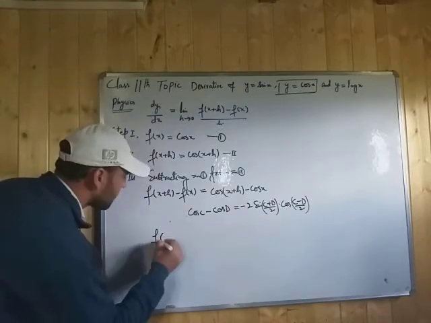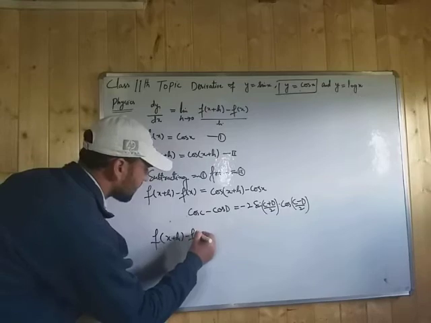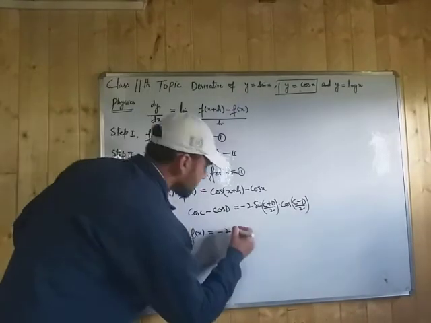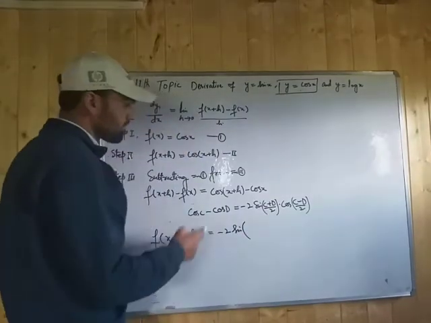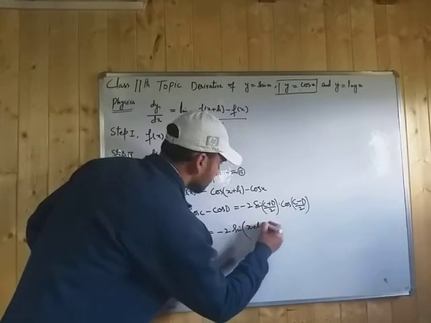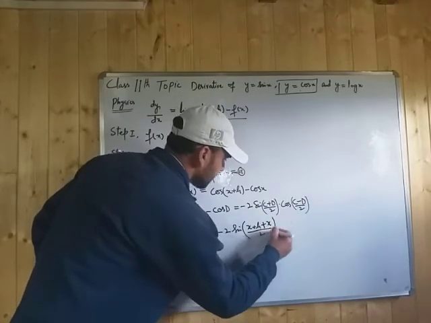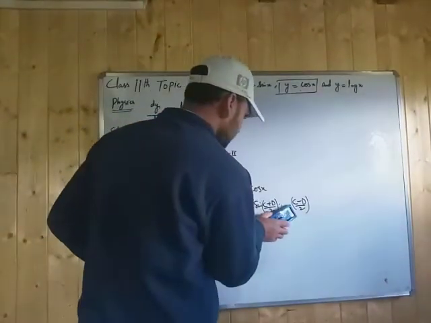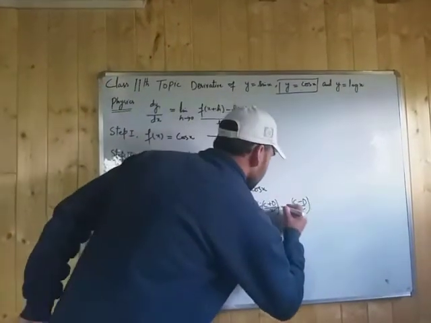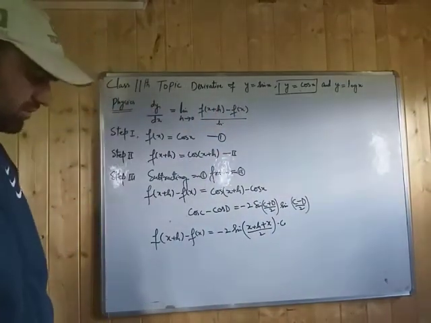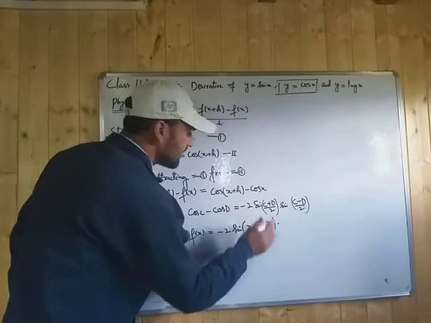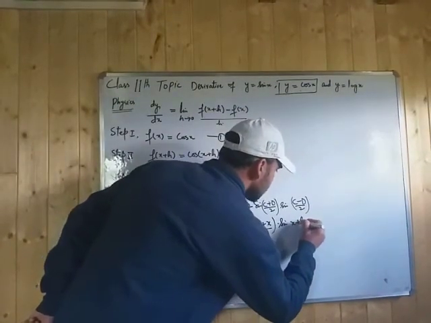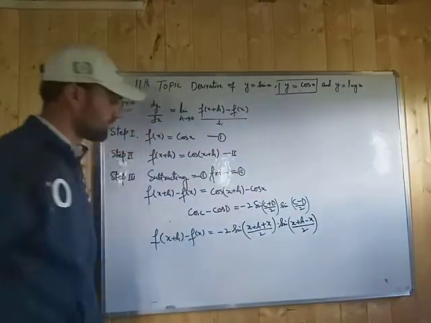So we can write f of x plus h minus f of x is equal to minus twice sine of, here c is x plus h and d is x, so c plus d whole divided by 2, into, here it is sine, it's not cos here, it is sine of c minus d divided by 2. So what is c minus d? That's x plus h minus x, divided by 2.